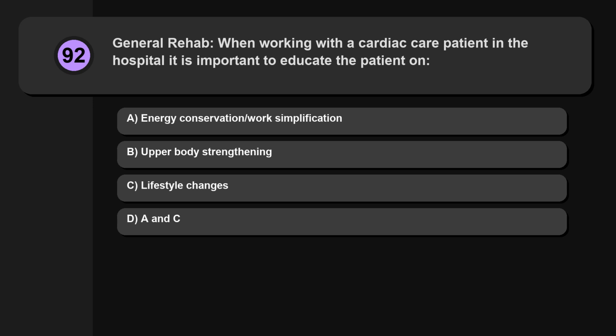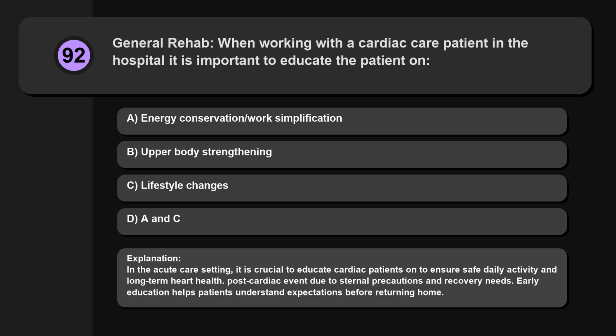Option B, upper body strengthening. Option C, lifestyle changes. Option D, A and C. The correct answer is option C. In the acute care setting, it is crucial to educate cardiac patients on lifestyle changes to ensure safe daily activity and long-term heart health post-cardiac event, due to sternal precautions and recovery needs. Early education helps patients understand expectations before returning home.